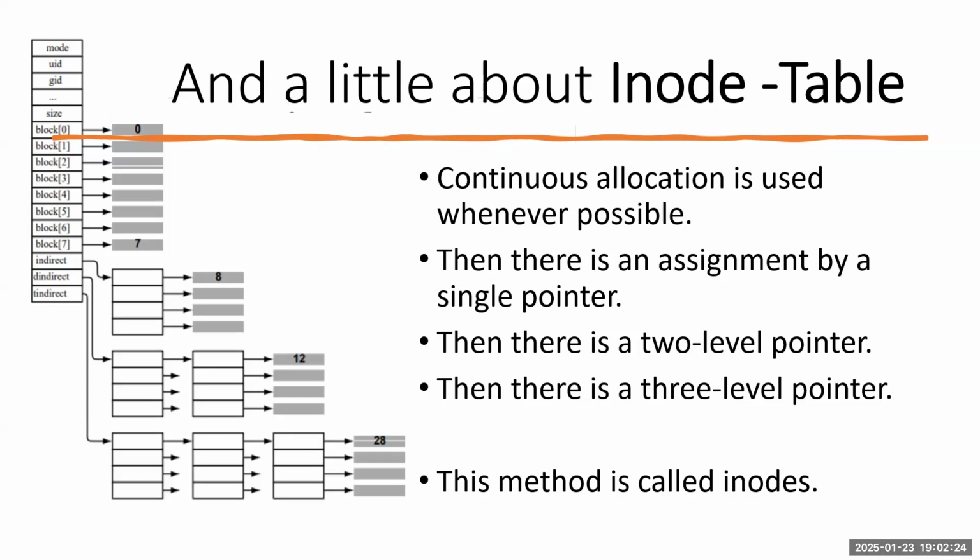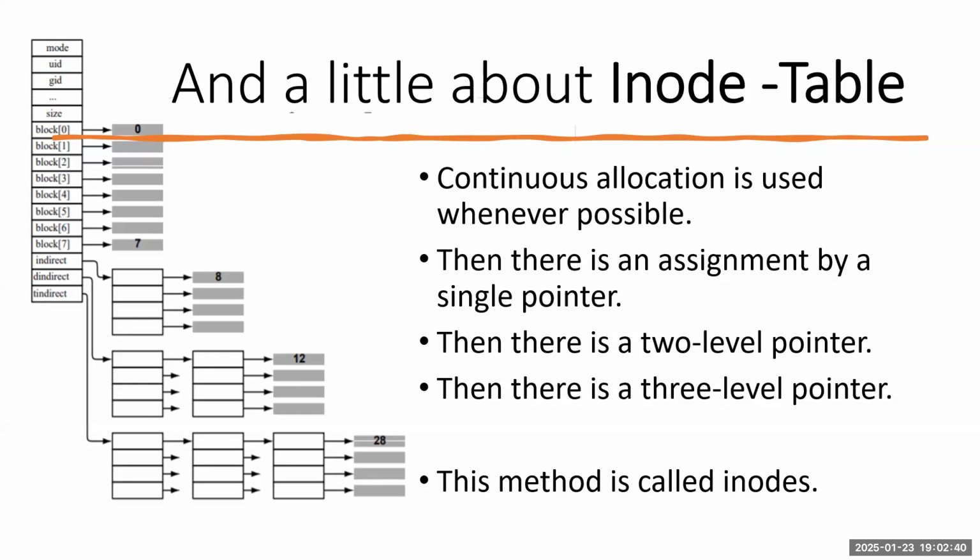I don't know. Anyway, I'll explain what this is here. This is saying, first of all, you have some information about the file: its mode, its user ID, its group ID, its size, whatever you want.